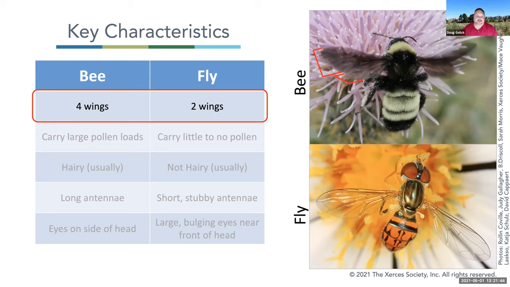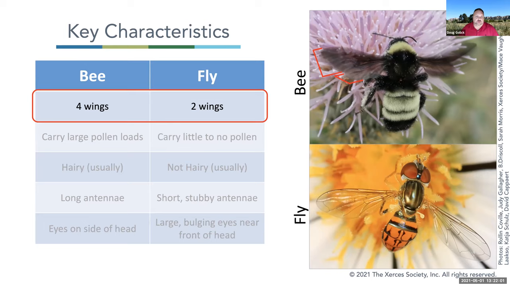These two up here, the top one is a bumblebee, the bottom is a type of flower fly. They're not super close in appearance to each other, but if you were just to look at that bottom picture, not with the bumblebee beside it, you might easily confuse it with the bee.